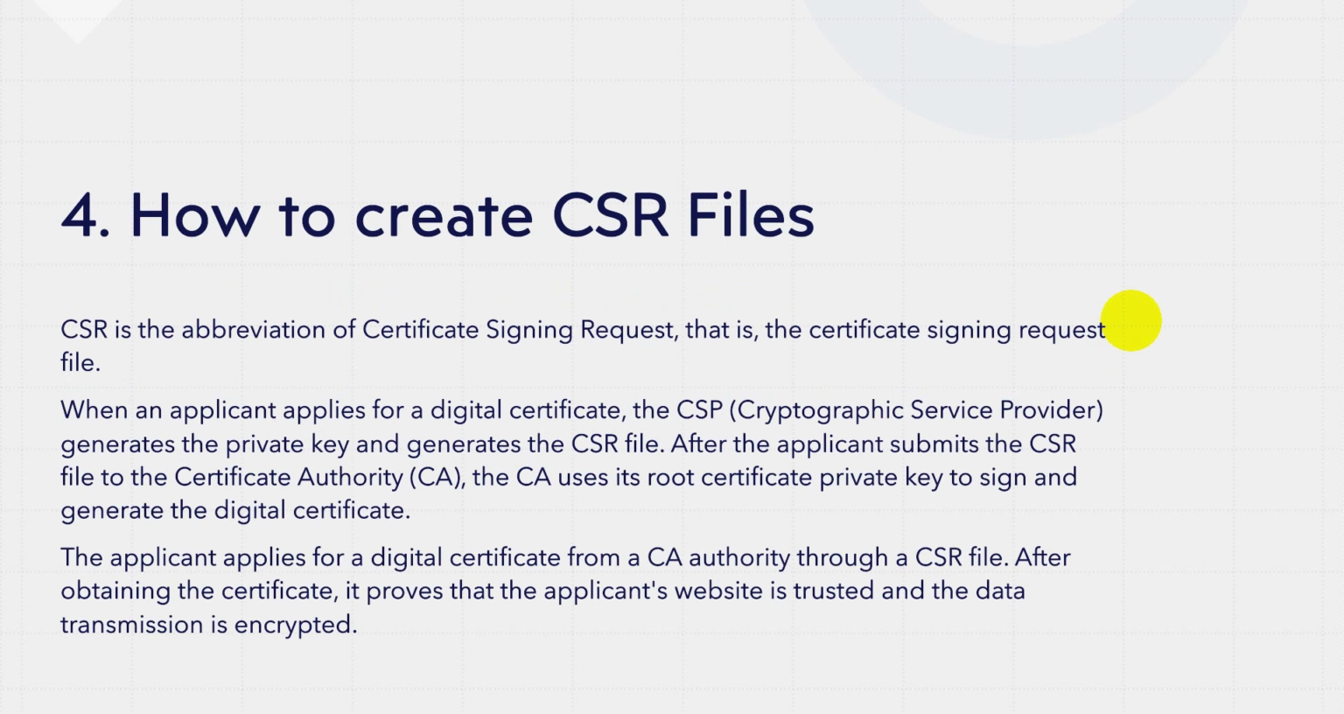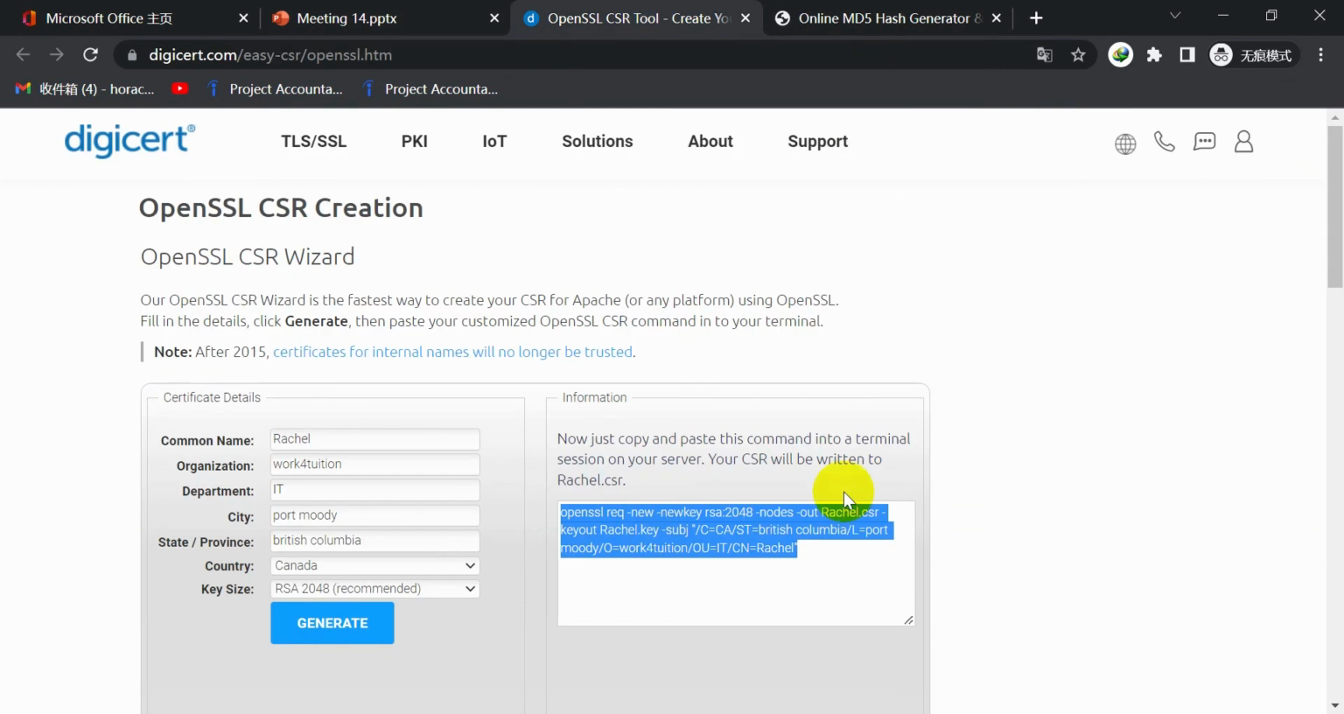4. How to create CSR files. The CSR files are the files the server submits to the CA to apply for a certificate. CSR is the abbreviation of Certificate Signing Request. That is the Certificate Signing Request file. When an applicant applies for a digital certificate, the CSP, or cryptographic service provider, generates a private key and generates the CSR file. So that's what we did with this website here.